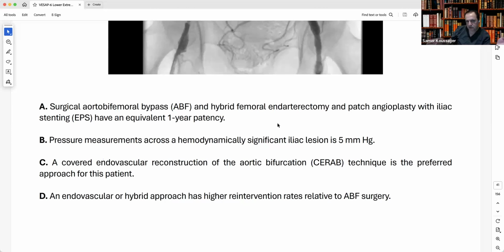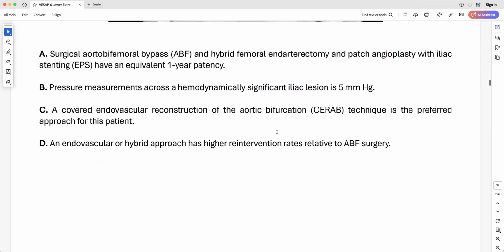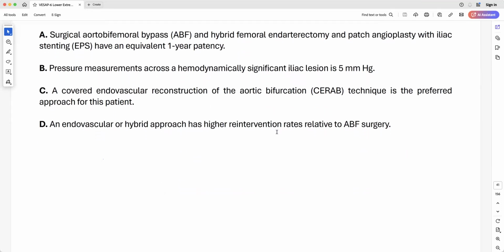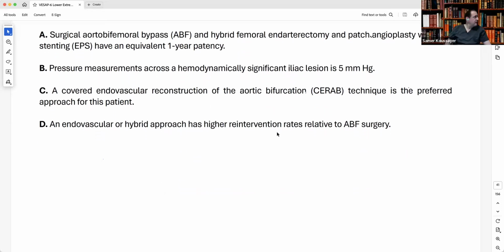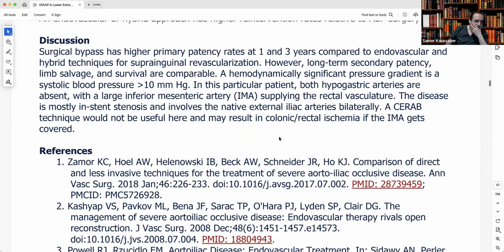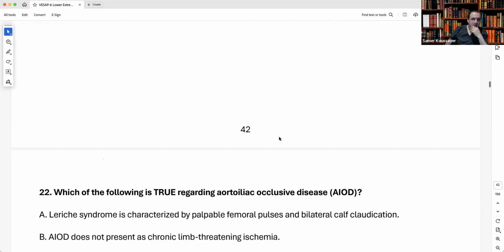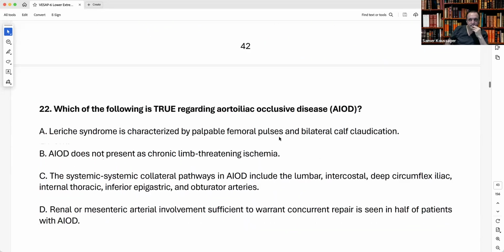So if you get this question, primary patency is weaker for the endo approach, but secondary patency and limb salvage are the same between endovascular and open. Okay? And the same for survival also, mortality. All right, let's go back to you. Any questions, guys? Please stop me at any time.